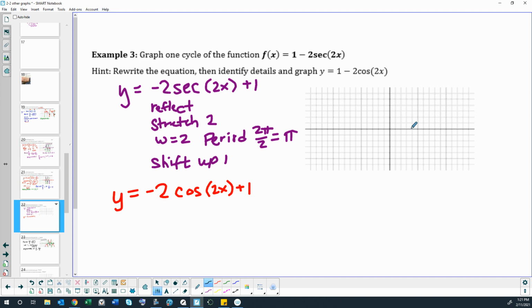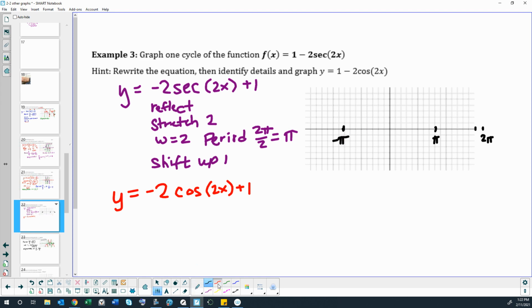1, 2, 3, 4, 5, 6, 7, 8. How many lines do I have? Can I make that pi? 1, 2, 3, 4, 5, 6, 7, 8. Maybe that goes off my graph too far. 2 pi. It's okay. That's what I'm going to define. 1, 2, 3, 4, 5, 6, 7, 8. So that's going to be negative pi.